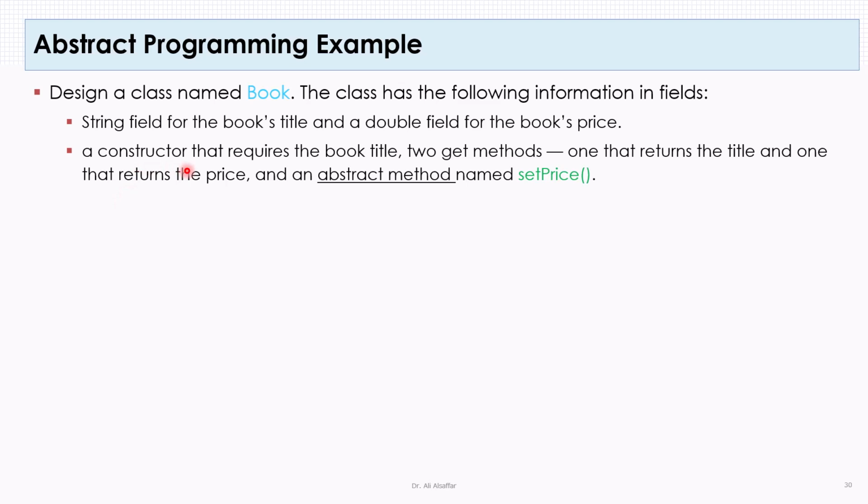Next, we add a constructor to the class that requires the book title as input parameter and two get methods, one that returns the title and one that returns the price, and an abstract method named setPrice. Notice that setPrice does not have any input parameter. So let us go back to JGrasp.